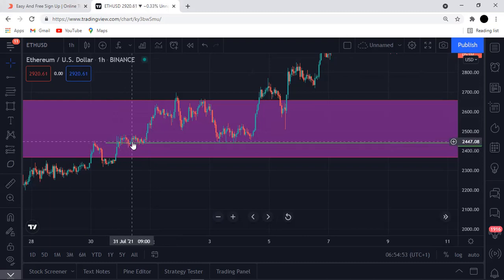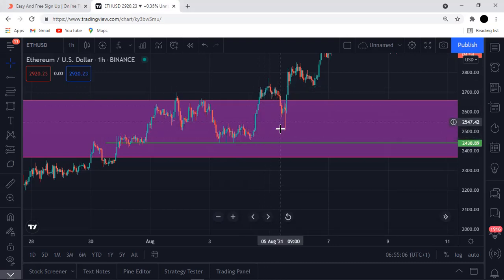You can see it's ranged along this line first. It came here, touched here, touched here, touched here. Then I would be suspecting something, and then it came here. It formed two dojis, a bullish engulfing candle, and it continues. So I would have taken another entry here.